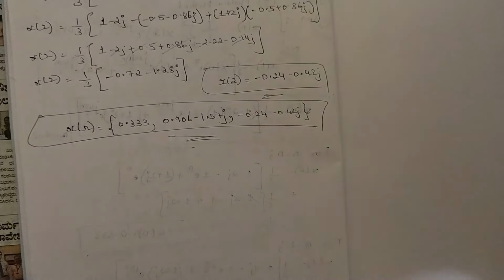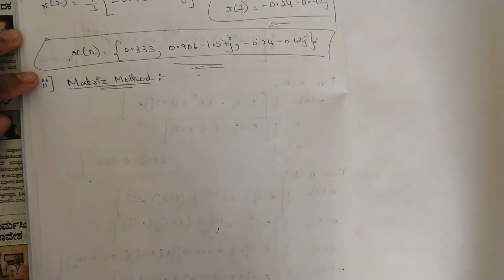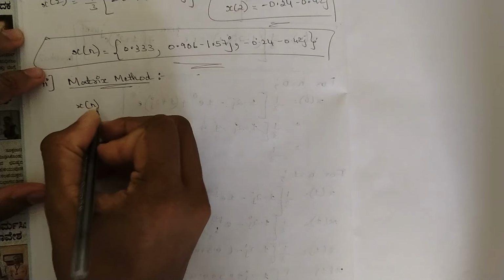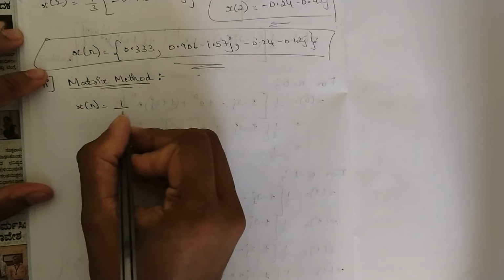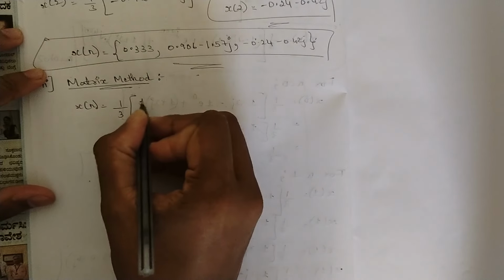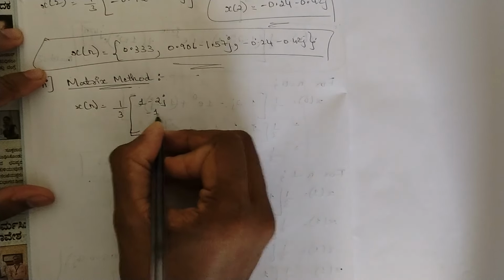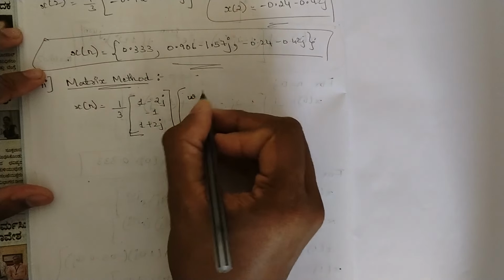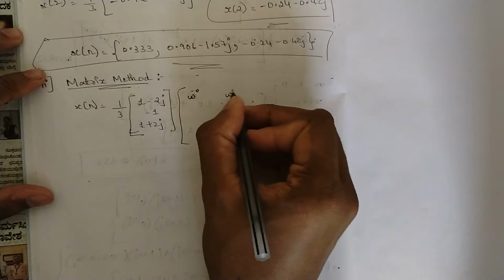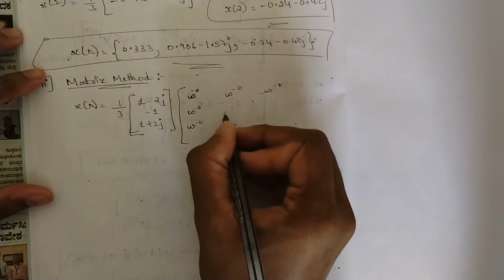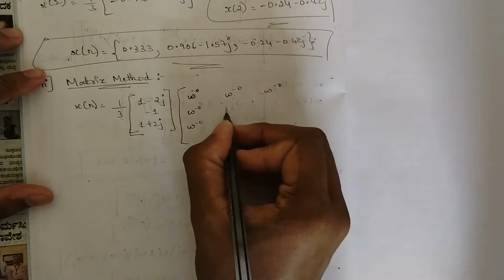So now let's solve using the matrix method. I won't be writing the formula, directly I would be writing the matrix now. X of n is equal to 1 by n, right? So 1 by 3 since the sequence length is 3. And write all the values which are mentioned in the question: 1 minus 2j, minus 1, 1 plus 2j. Then we have w power minus 0, minus 0, minus 0. This is a 3 cross 3 matrix. Minus 1, minus 2, minus 2, minus 4.